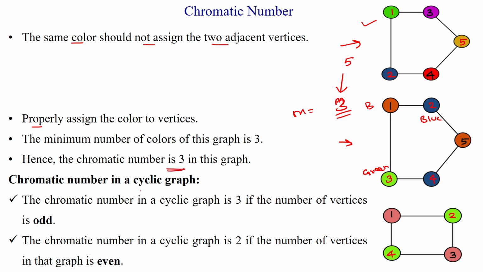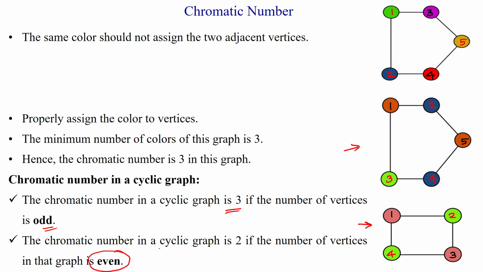If the given graph is cyclic and the number of vertices is odd, then we need only three colors. For example, here we have five vertices in the given graph, and 5 is an odd number, so we need only three colors for a graph with an odd number of vertices. Likewise, if our graph is cyclic and the number of vertices is even, then we need only two colors. That means the chromatic number is 2 for a graph with an even number of vertices.